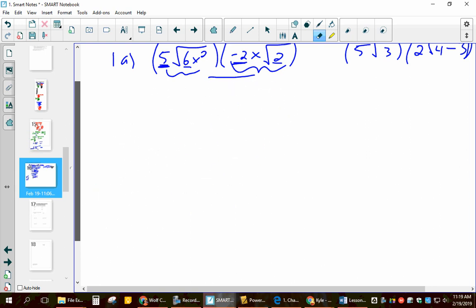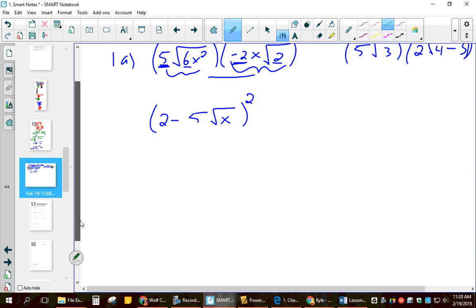Okay. So let's do another one. Let's go 2 minus 5 square root of x, squared. There was one like this on the quiz too, right? I had a lot. It's a number one mistake that people make, they're like, oh, okay, square it. I'll just square this, and I'll just square this. Is that right? No, you can't just square it.